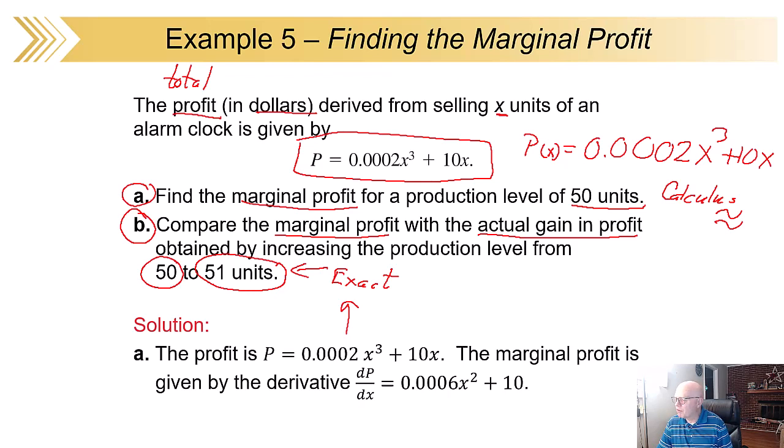The marginal profit is the derivative of the profit function. There's the derivative. Remember, bring the 3 out front, multiply it times the 0.0002, so you get 0.0006, and the x cubed becomes an x squared. On this one, you just got 10x. If you want to, you can say there's a 1 there. 1 times 10 is 10, and x to the 0 is 1. So it's just a 10.